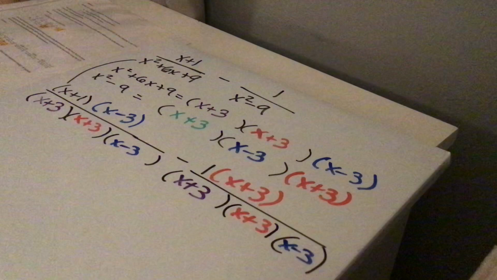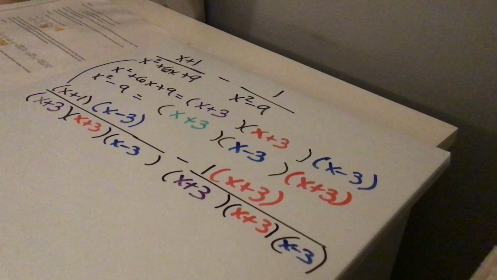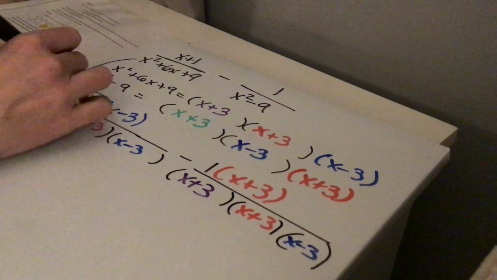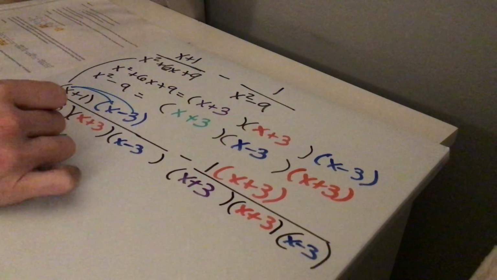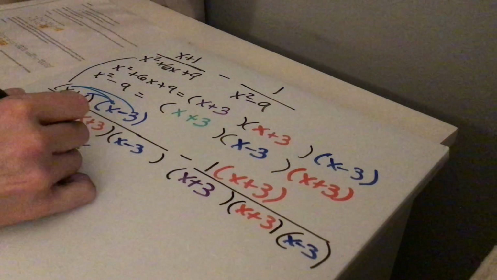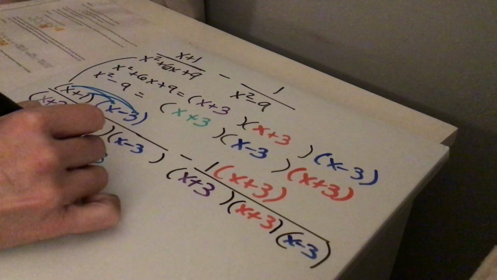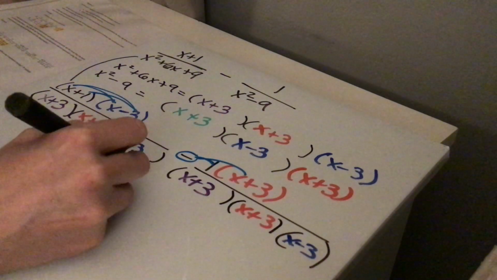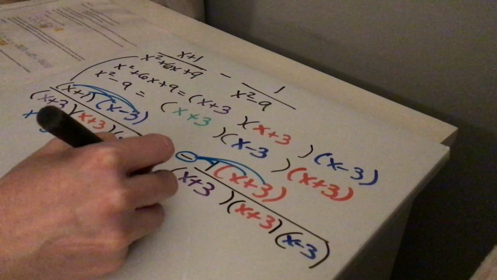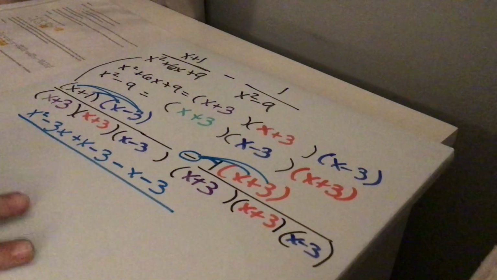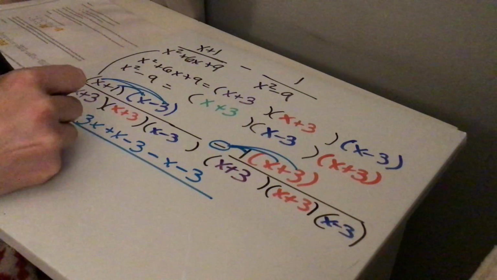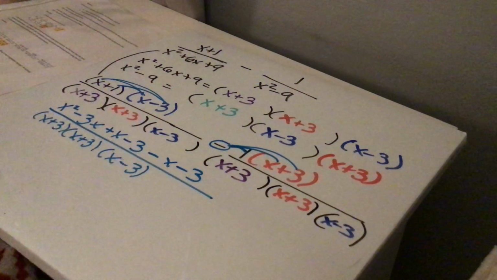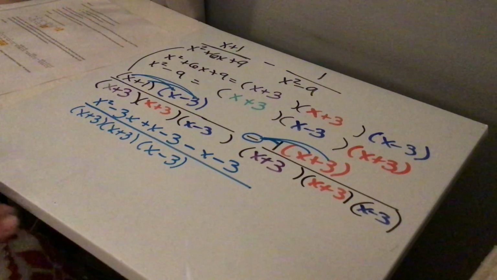Okay? So we're going to FOIL here. So we get x squared minus 3x plus x minus 3. We're going to take the negative with the 1, so we get negative x minus 3. And then the denominator is just (x plus 3) times (x plus 3) times (x minus 3). And then simplify the numerator if you can.